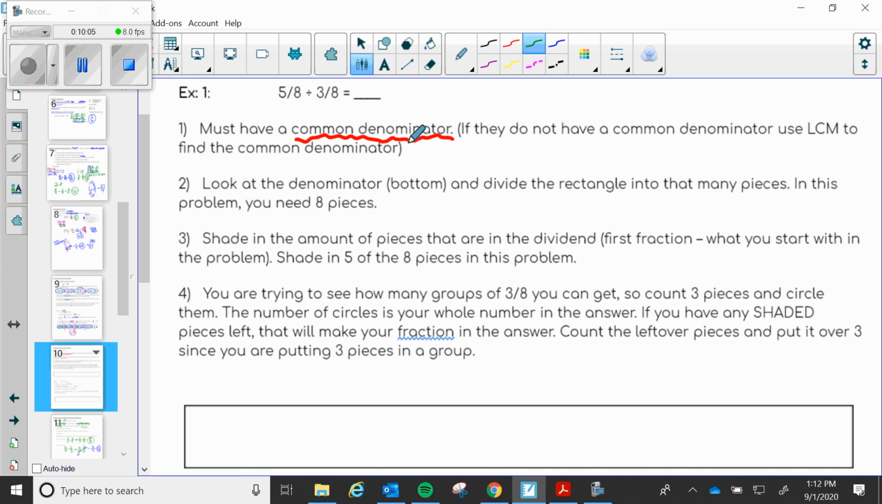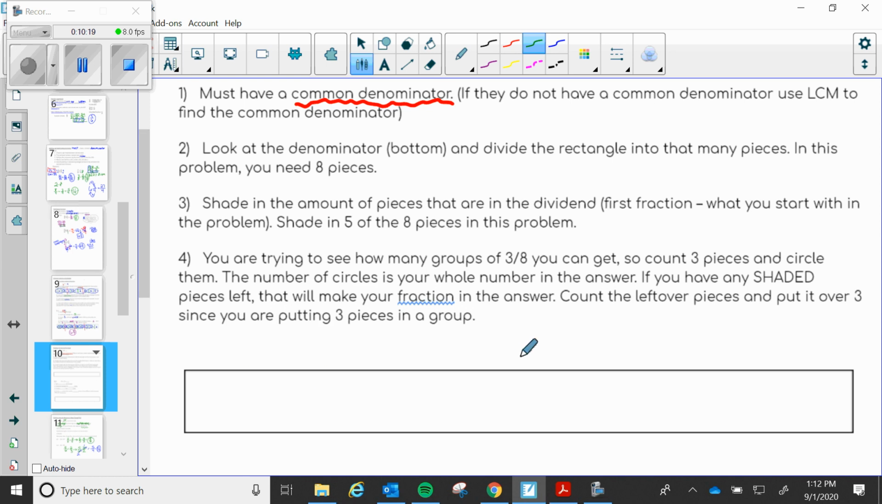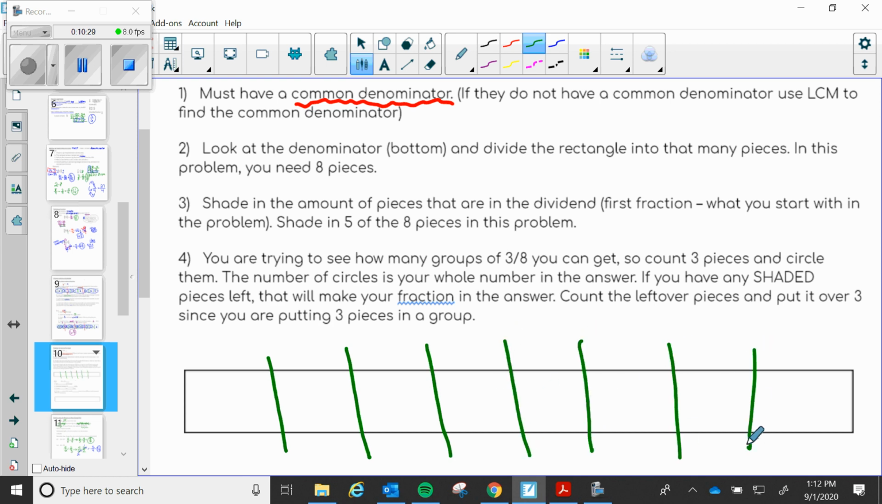Moving on to step 2, I want you to look at the denominator, which is the bottom number, and we're going to divide our big rectangle into that many pieces. So our denominator here is 8, so we're going to break up our big rectangle into 8 pieces. 1, 2, 3, 4, 5, 6, 7, 8. Perfect.